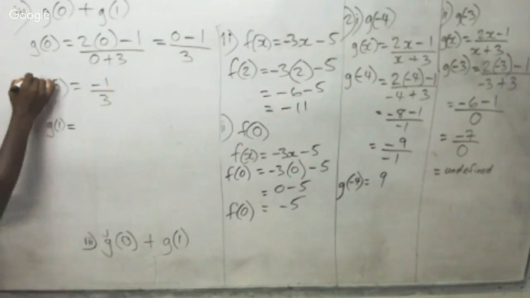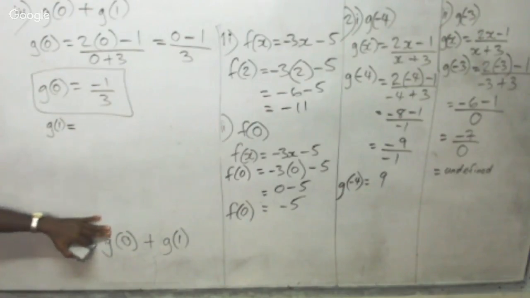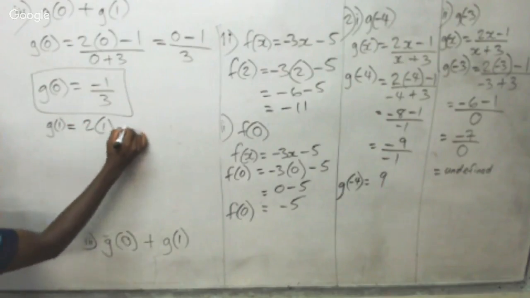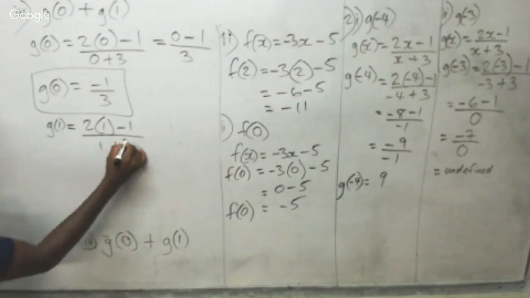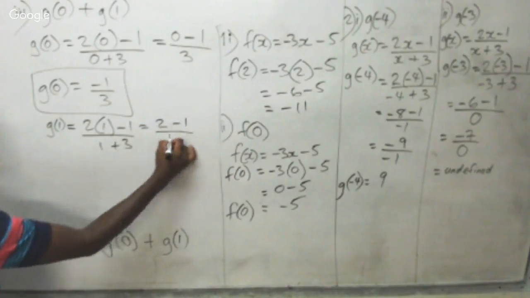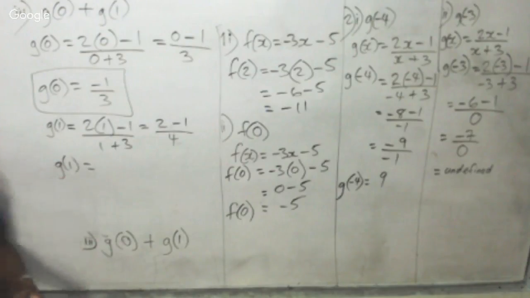So we worked out G of 0. Can we work out G of 1 now? Yes, sir. So G of 1, okay, with the function again. Alright, so it's going to be 2 times 1 minus 1 over 1 plus 3, which is 1 over 4.